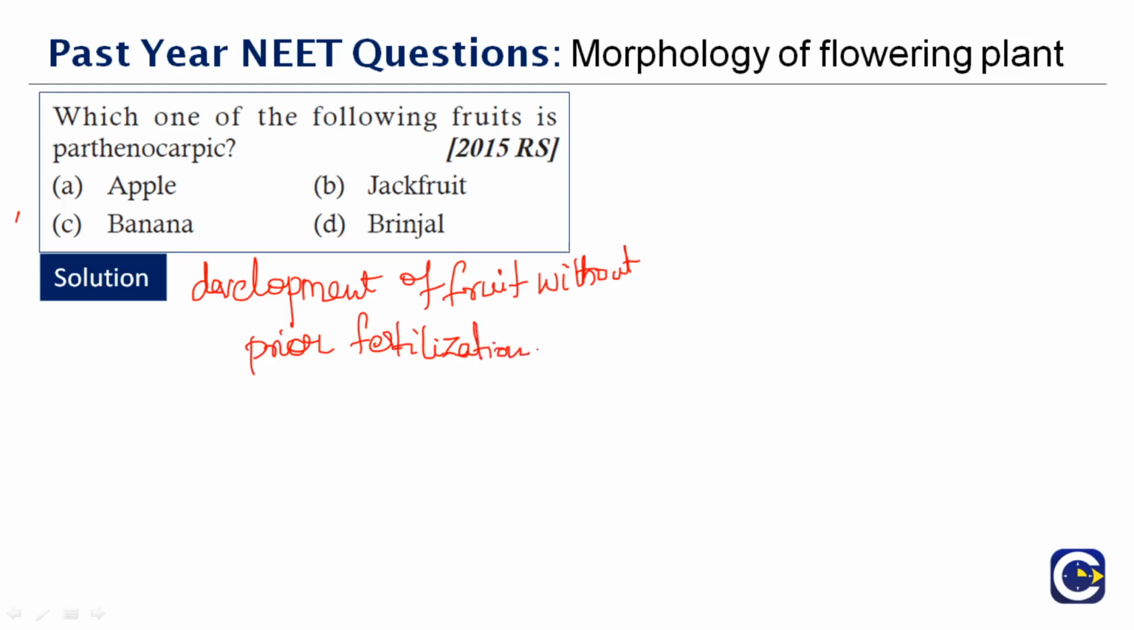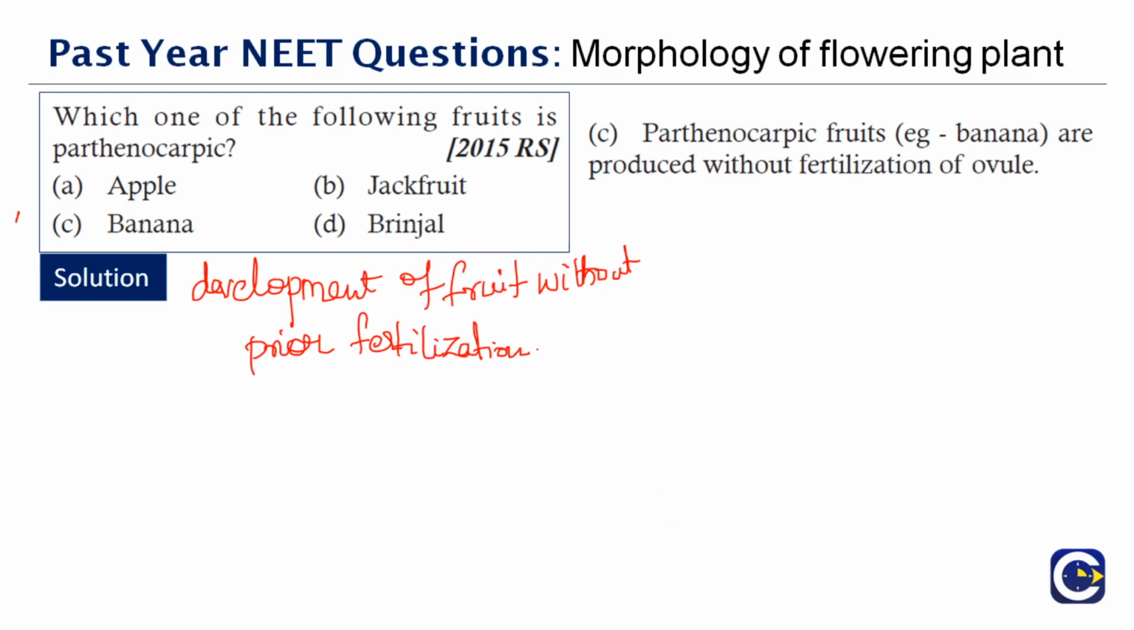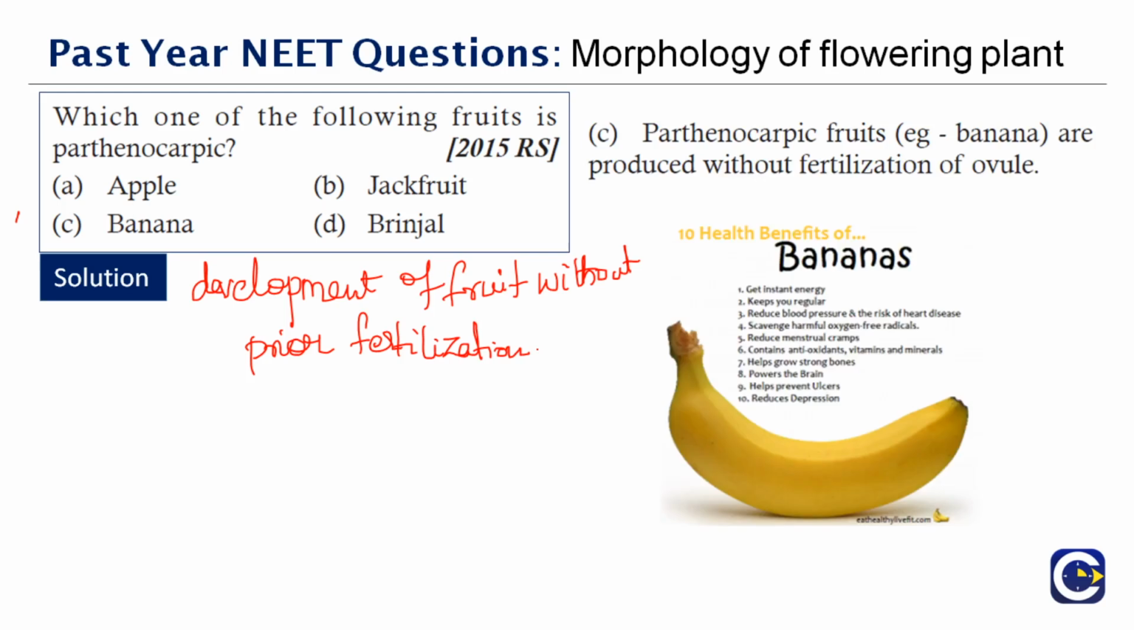Okay, so that is the meaning of parthenocarpy. Therefore, the right answer to this question will be option C, banana. So again, I have given you some health benefits of banana. It gives you instant energy, keeps you regular, reduces the blood pressure, then powers the brain, helps prevent ulcers, reduces depression, and so on. Okay, therefore the right answer to this question is option C, banana.